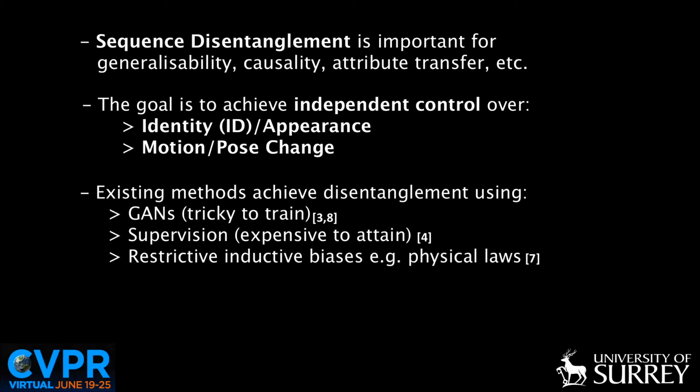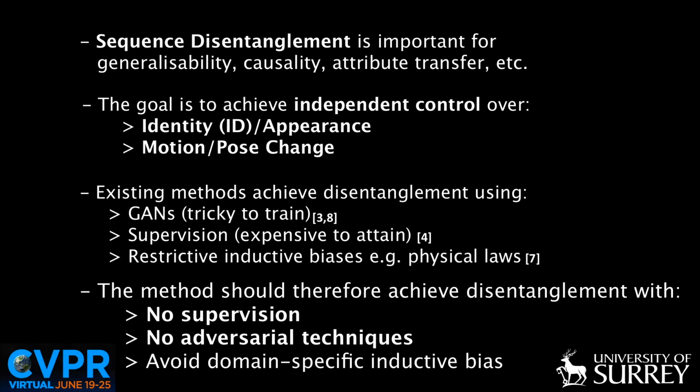Existing methods seek this disentanglement using generative adversarial networks, which can be tricky to train, explicit supervision for the individual factors, which can be expensive to attain, and domain-specific inductive biases such as physical laws, which can be restrictive in their generality. VDSM should therefore ideally achieve disentanglement without supervision, without adversarial techniques, and without domain-specific inductive bias.